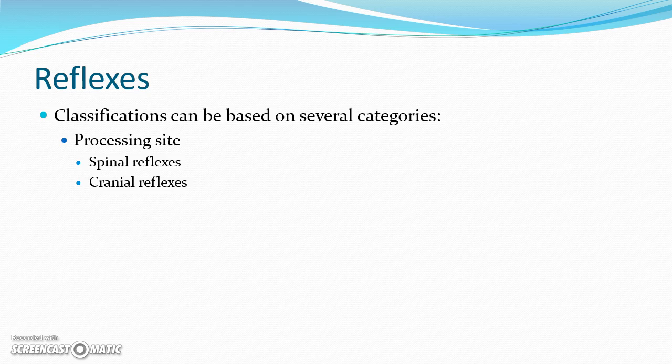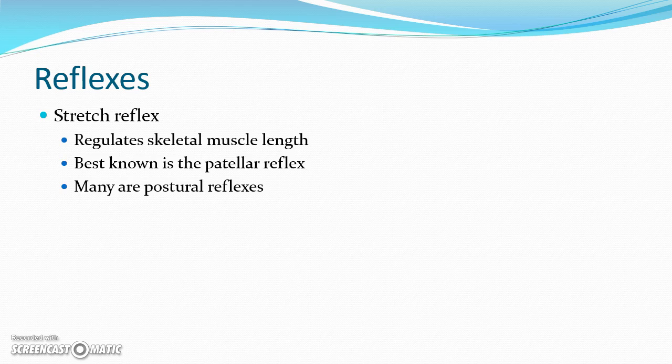The first type is the stretch reflex. This is a monosynaptic reflex, meaning no interneurons, and it regulates the skeletal muscle length, making it a somatic reflex. Many of these reflexes are postural, seen on the posterior side of the body. The best known example of this stretch reflex is the patellar reflex.